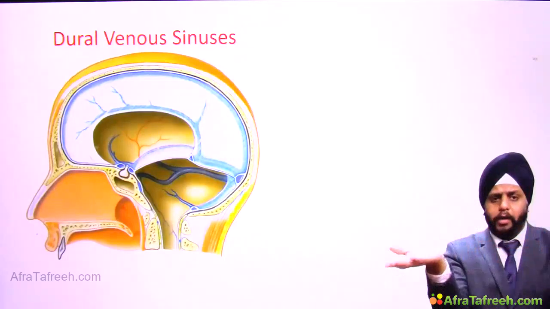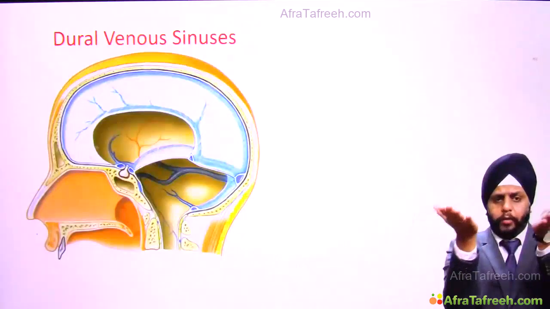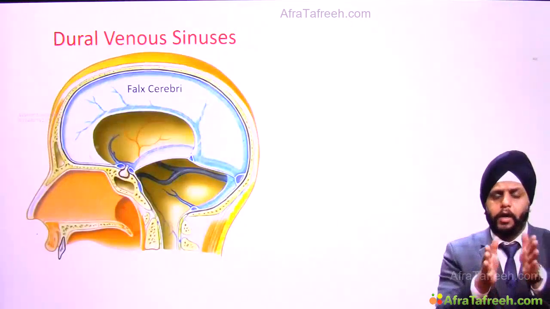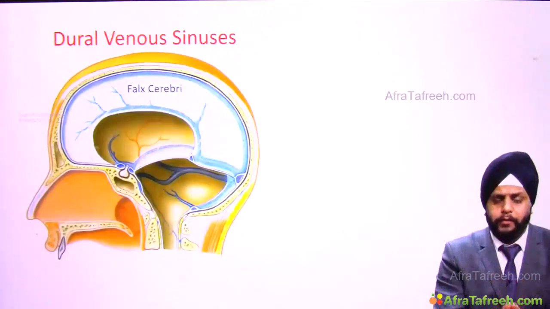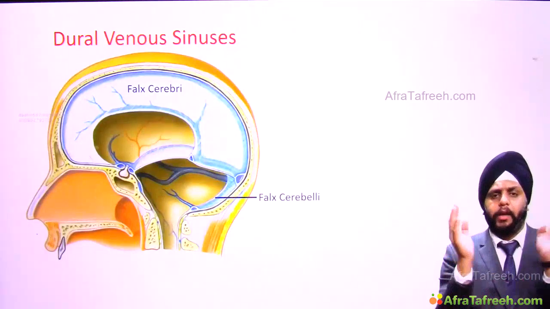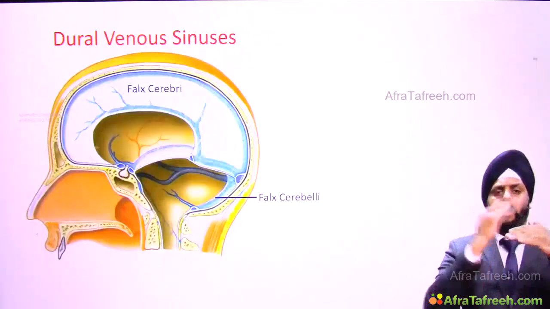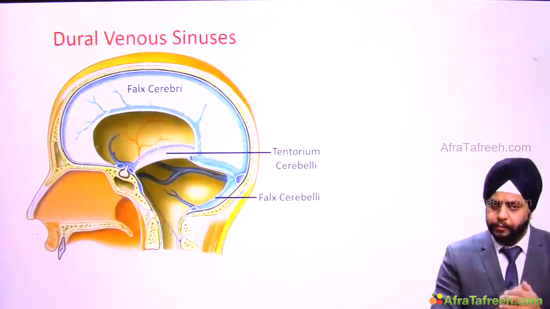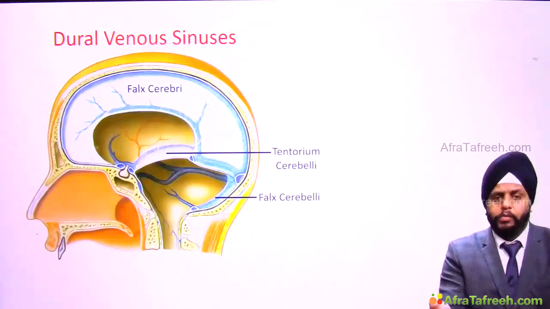When it meets in the center, you see the dura from the two sides fuses to form the falx cerebri, as you can see in the diagram. Similarly, the dura at the level of the cerebellum fuses to form the falx cerebelli. Between the cerebrum and the cerebellum, we have the tentorium cerebelli.